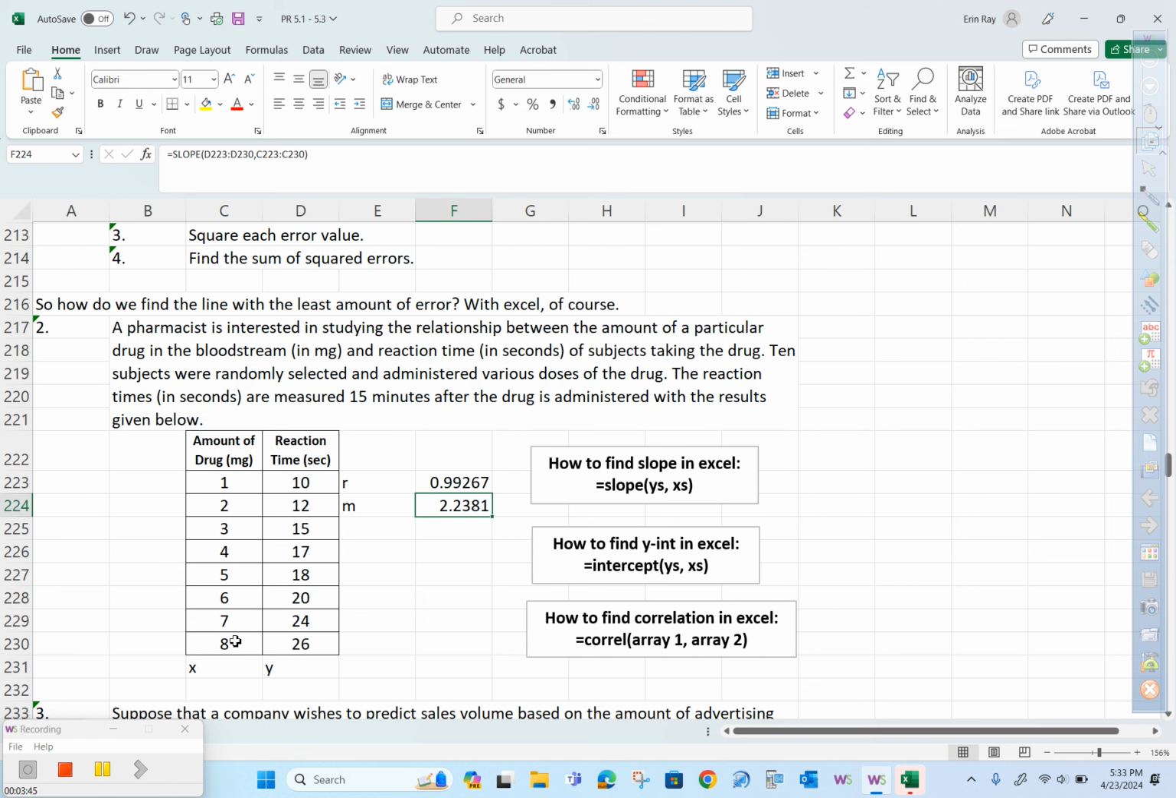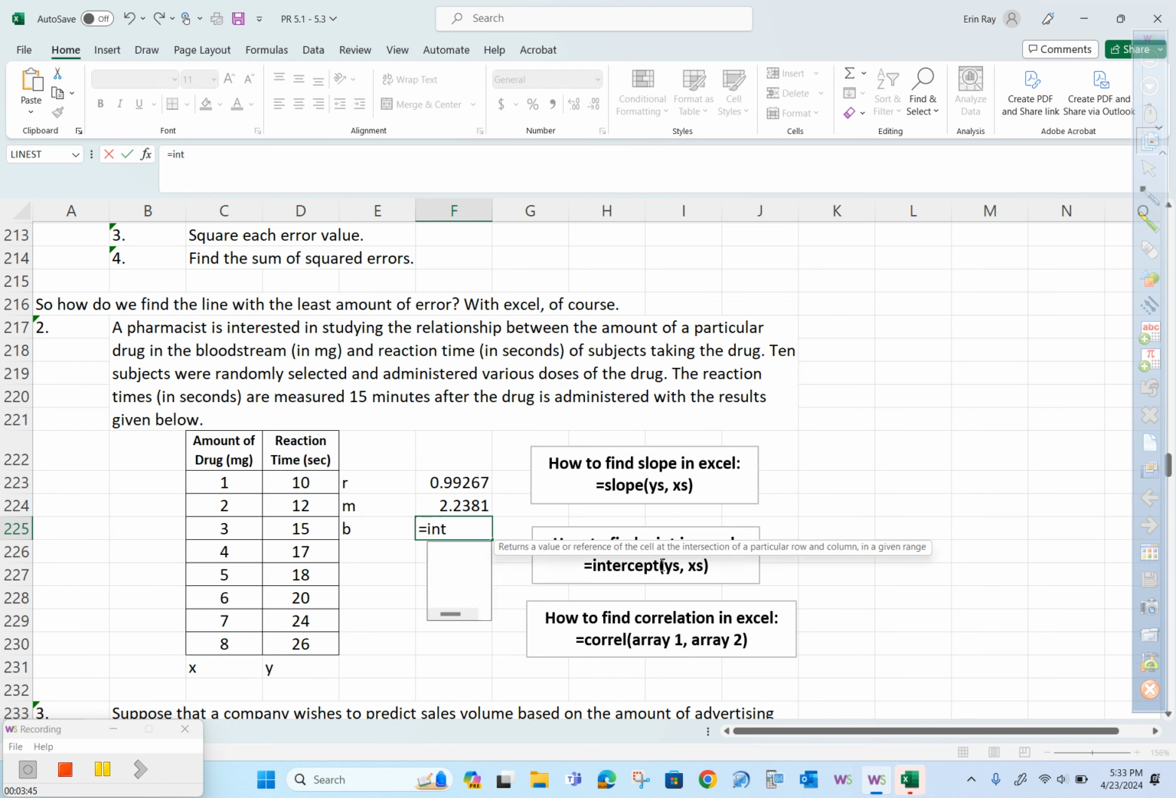If you look at our table, because this is going up by 1, we can see that this is about 2 each time. Not perfectly, but it's not a perfect linear relationship, so that's a good value. And then B is how we usually write the y-intercept. It is just called the regular intercept in Excel. So equals intercept. Again, known y's first, comma, then your known x's.